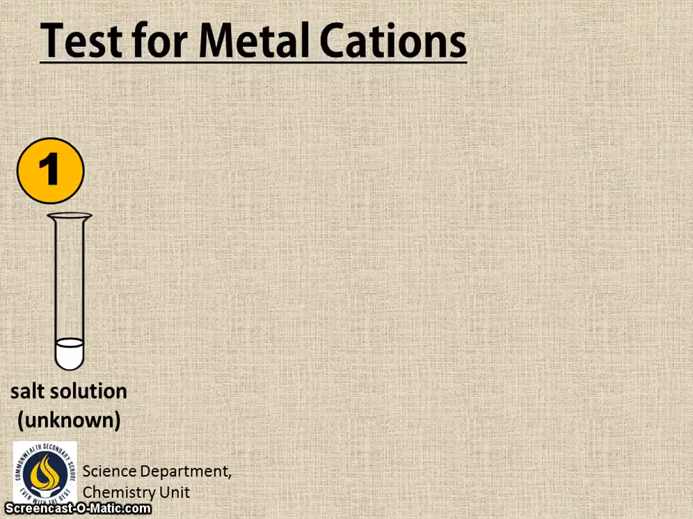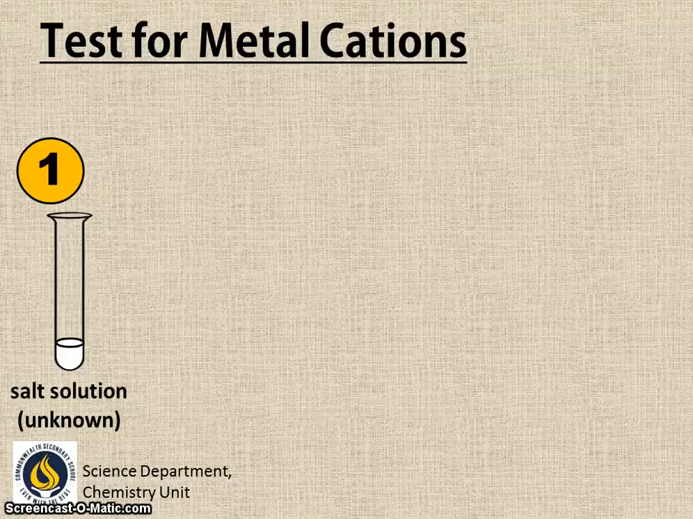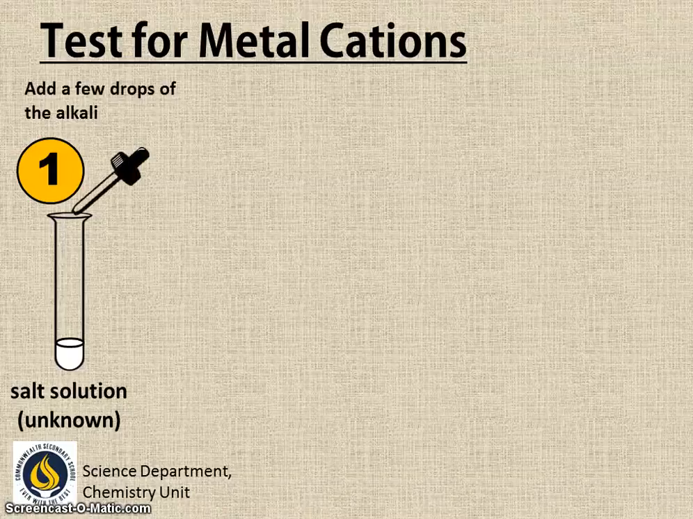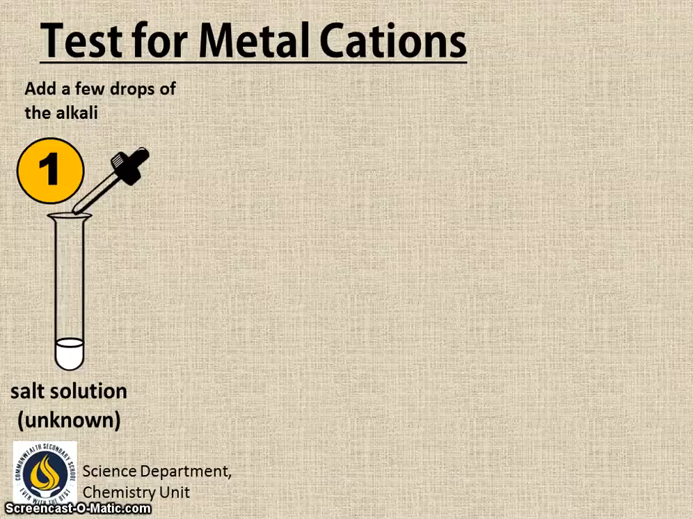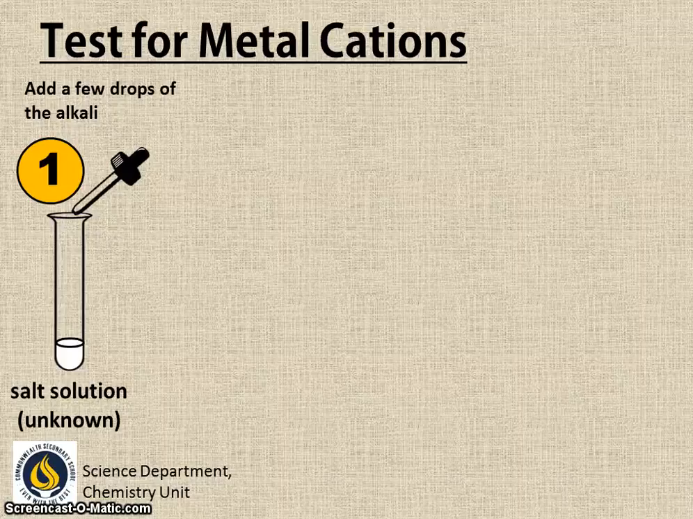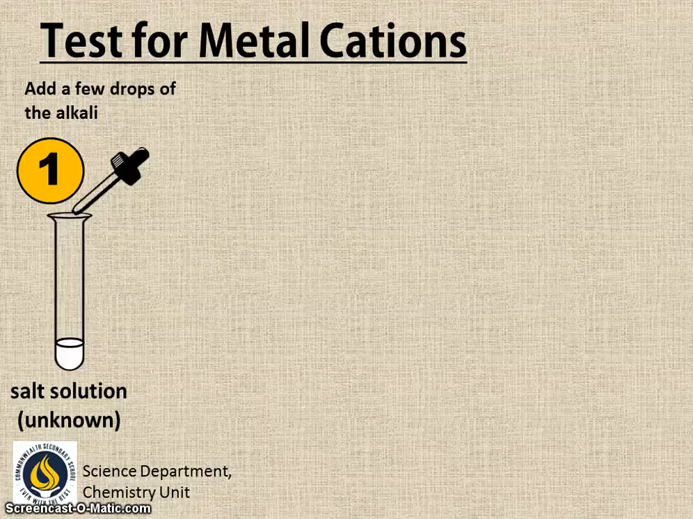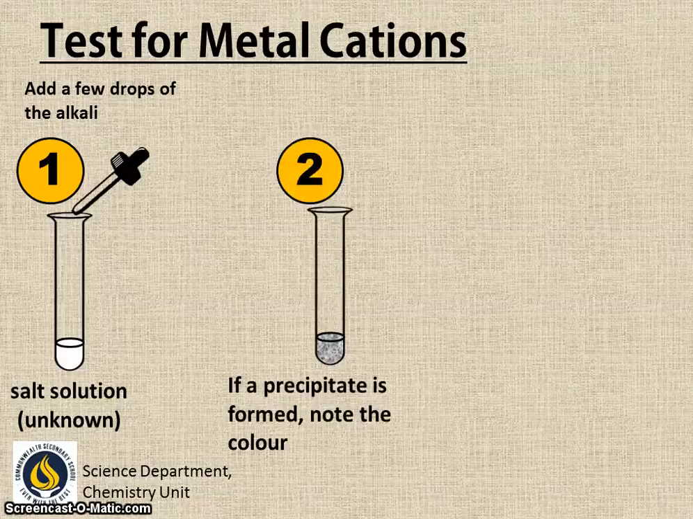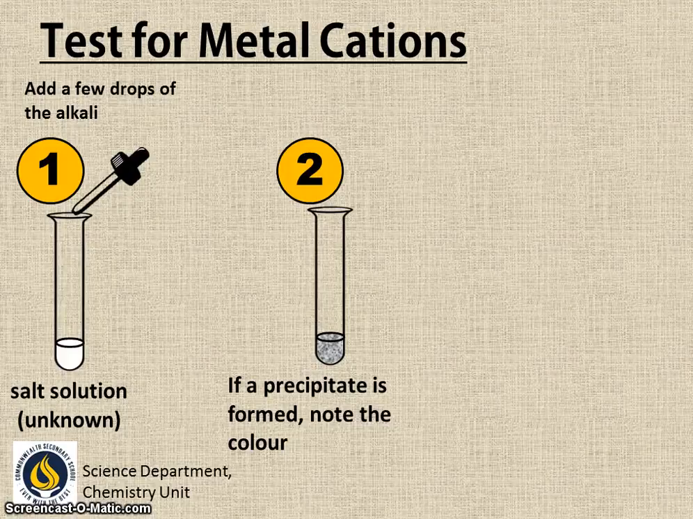When performing the QA test for cation, you will need to start with a salt solution, which is the unknown. If the unknown given is a solid, add water to dissolve it such that a solution is obtained. Add a few drops of the alkali into the test tube containing the unknown solution. The alkali can either be aqueous sodium hydroxide or aqueous ammonia. Shake to mix the content. Observe if there is any precipitate formed in the mixture.